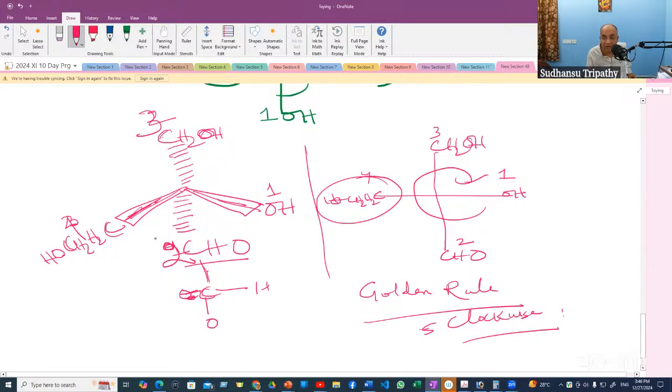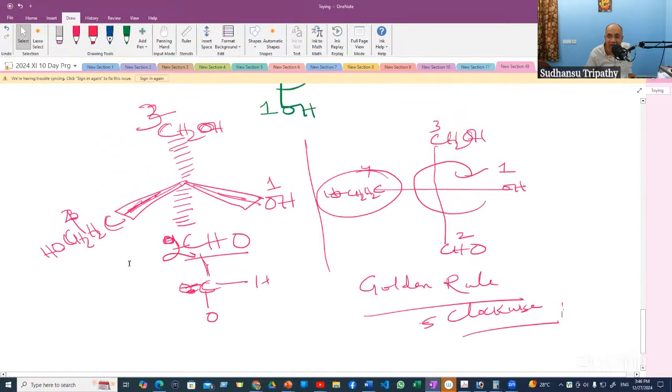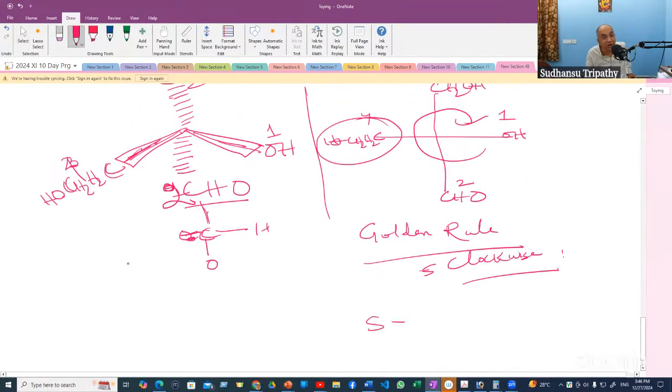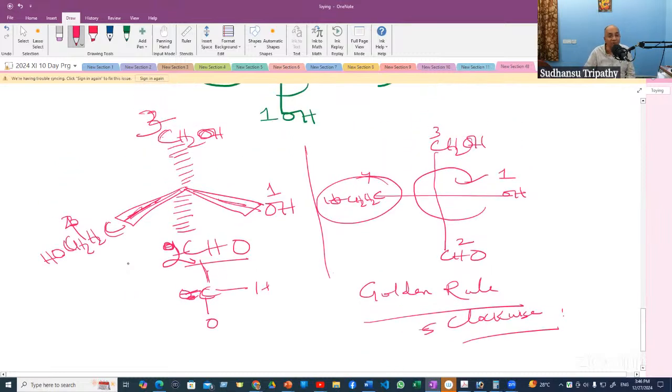So what will be the name? It is S, so what will be the name? For the name there is a different rule, its numbering, its system is different, the priority rule, its priority assignment is all different. CIP rule is different.